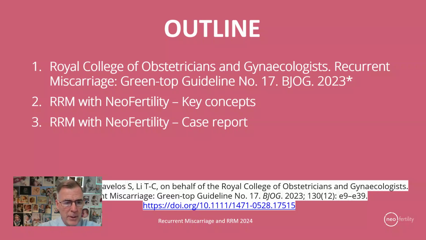For the outline of my presentation, I'm going to first of all give you an overview of the Royal College of Obstetricians and Gynecologists Recurrent Miscarriage Green Top Guidelines and explain what that is. It was published in 2023, so just last year. And then I'm going to contrast their guidelines with key concepts that we apply with restorative reproductive medicine, especially with neofertility. And then I'm going to demonstrate a case report to hopefully explain how our concepts help couples with recurrent miscarriage.